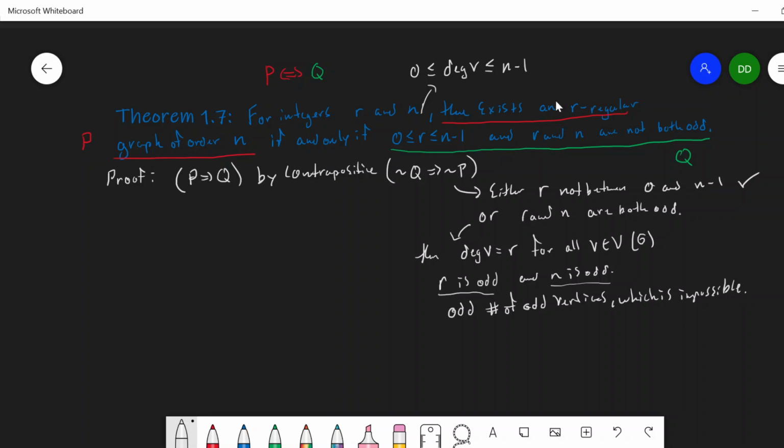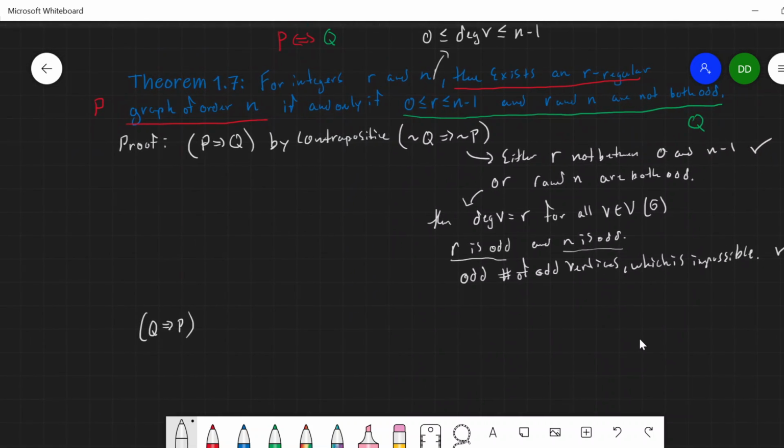Which is impossible, which means that there doesn't exist this graph, this R regular graph of order n. And so that's proven. We've shown not P. In both of these cases, there does not exist an R regular graph of order n. So now we turn our attention to the converse, that Q implies P.